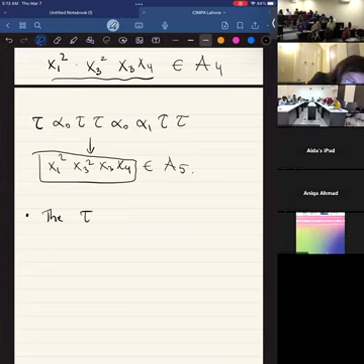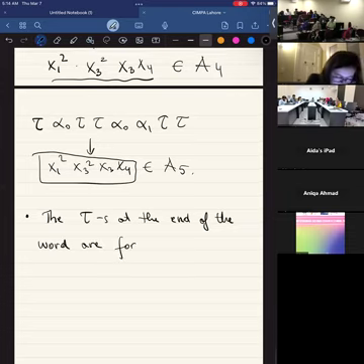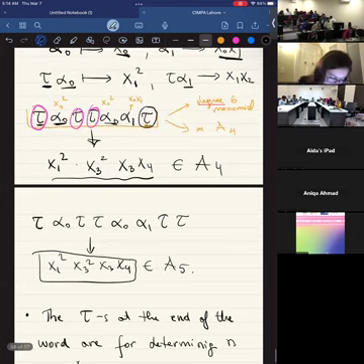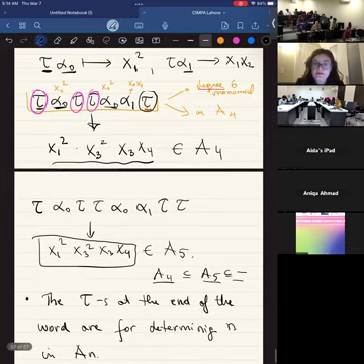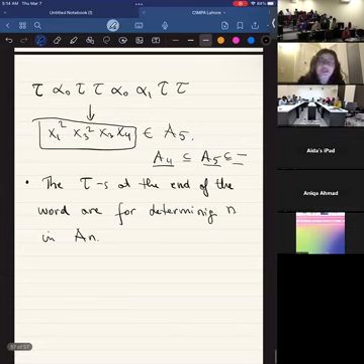So the taus at the end of the word are for determining n in A_n. Got it, thank you. Because A4 is included in A5, and so on. All the monomials exist here, but we need to count them every time. So adding a tau makes sure that we are considering that monomial both in A4 and A5. There was a question online. Okay, I get it now that she explained it in another example. But we still have some problems now.